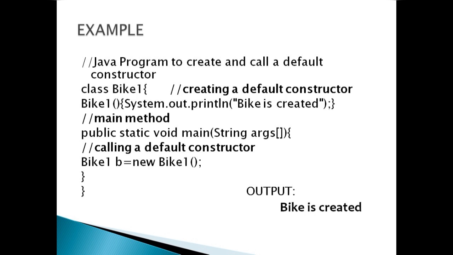And in this case, for the class called bike1, a constructor is explicitly created, and this is a default constructor because it doesn't have any parameter list inside the parenthesis. And below that constructor, we are trying to print a sentence, Bike is created. In the main function, we are calling that constructor with an object called b, and the output Bike is created is successfully executed.